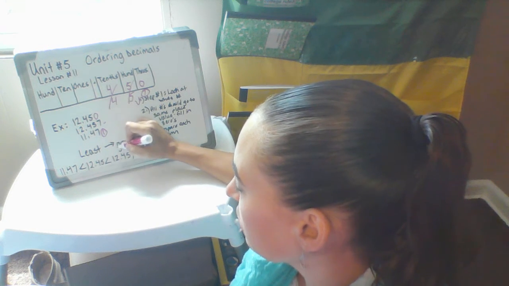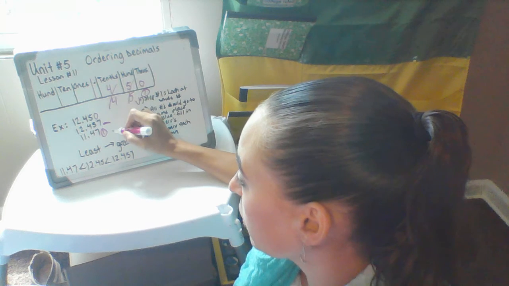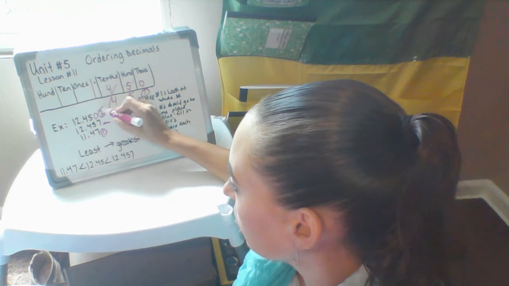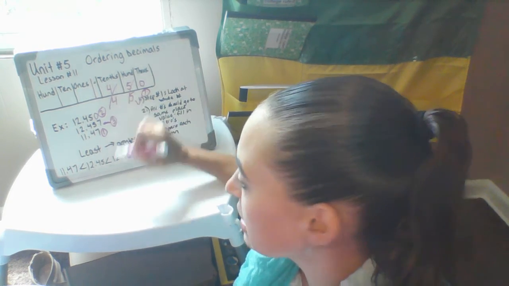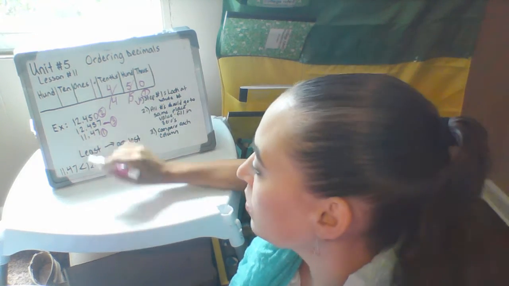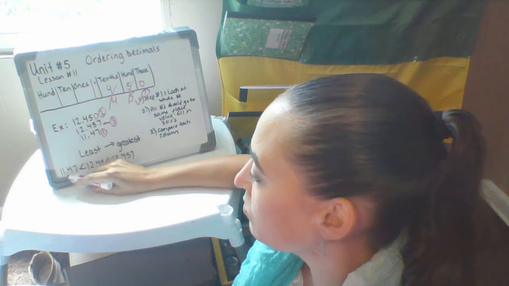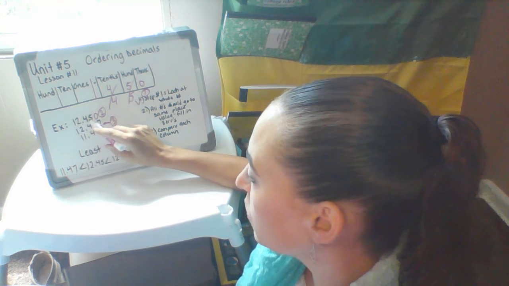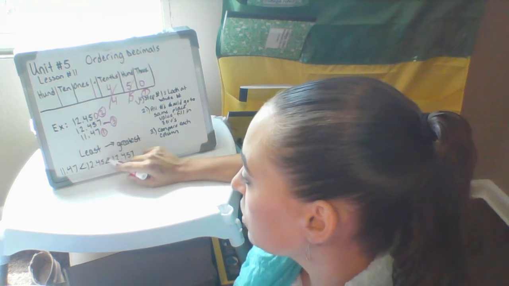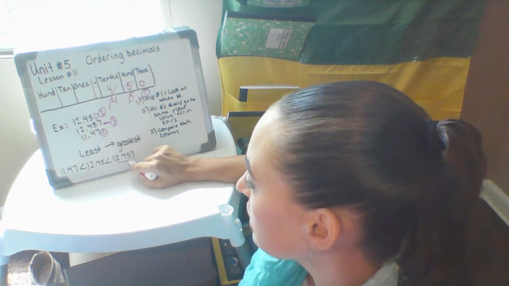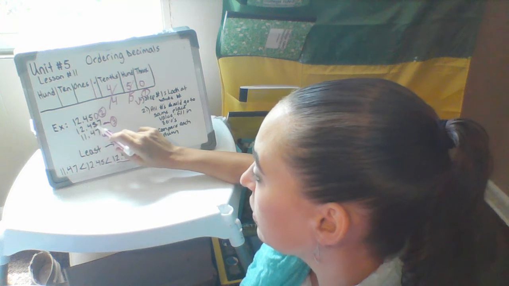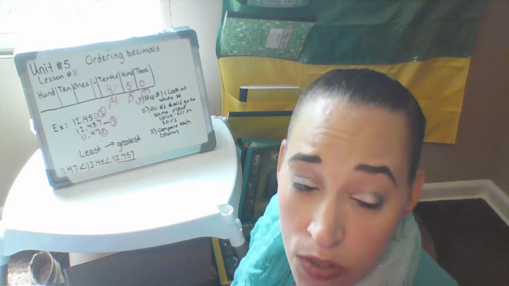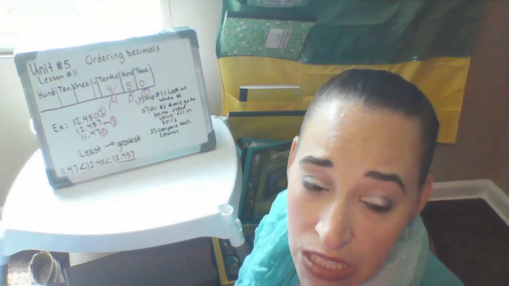So saying least to greatest, this is the biggest number. That means this is the smallest number, this is the second smallest number, and then this is your biggest number. So as you can see down here, I put 11.47 is smaller than 12.45, which is then smaller than our biggest number of 12.457. And that's how I ordered those numbers from least to greatest.